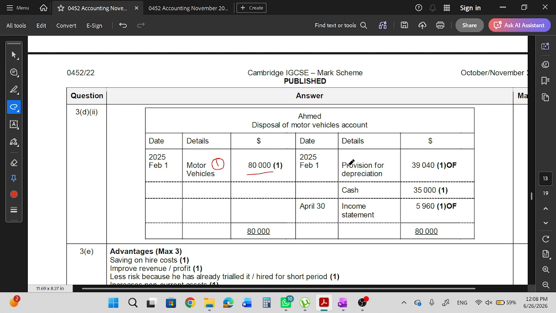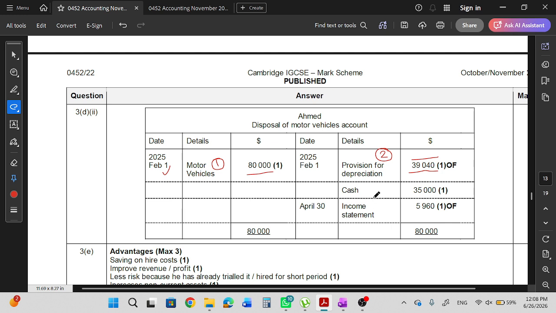Now, if we have removed the asset's cost, we do not need its depreciation anymore in the provision for depreciation account. This is the total depreciation of that asset till this date. Till this date, our asset got depreciated to this amount. It will come on the credit side against the provision for depreciation account. It means the provision for depreciation account will be debited and the disposal account will be credited. It is the second entry.